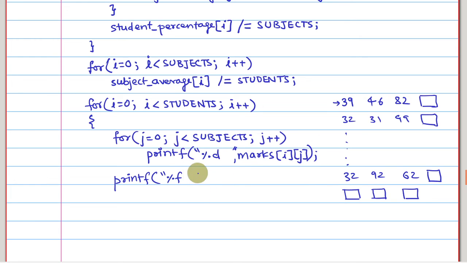Same goes for this. Actually, at the end we don't need some space, but one thing we can do after printing this percentage is print a new line, right? So we can print \n here, and these percentages are stored in the array students.